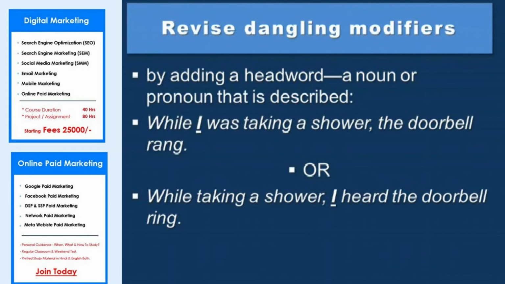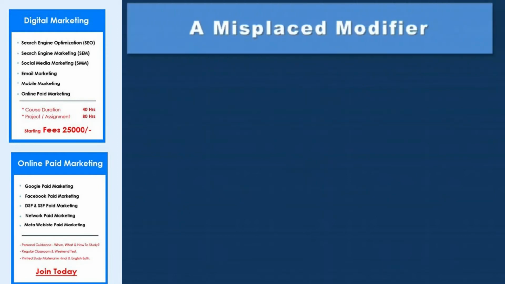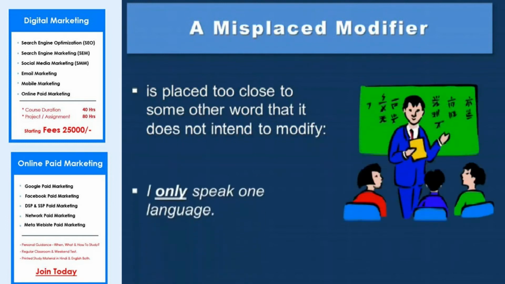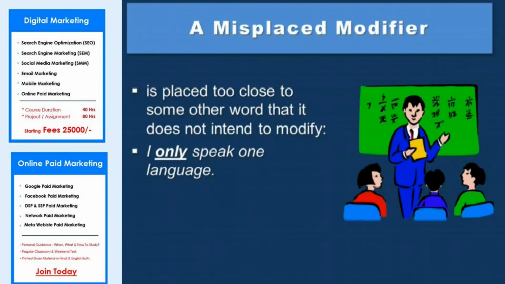A misplaced modifier. It is placed too close to some other word that it does not intend to modify. Let's look at this example. A little tricky one again. I only speak one language. Can you identify the error? I only speak one language. Yes, only refers to one language, that does not refer to speaking.